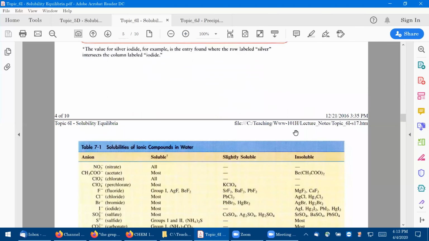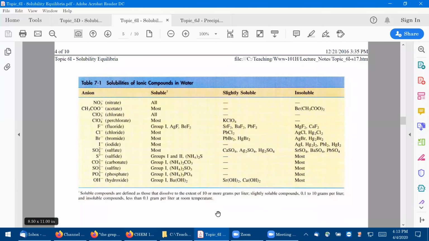So what this has led to is the qualitative classification of ionic materials into different categories, either soluble, slightly soluble, or insoluble. But what we're going to focus on is this insoluble column here, because as we'll see, virtually nothing is completely insoluble. It simply means very, very slightly soluble, but not zero.